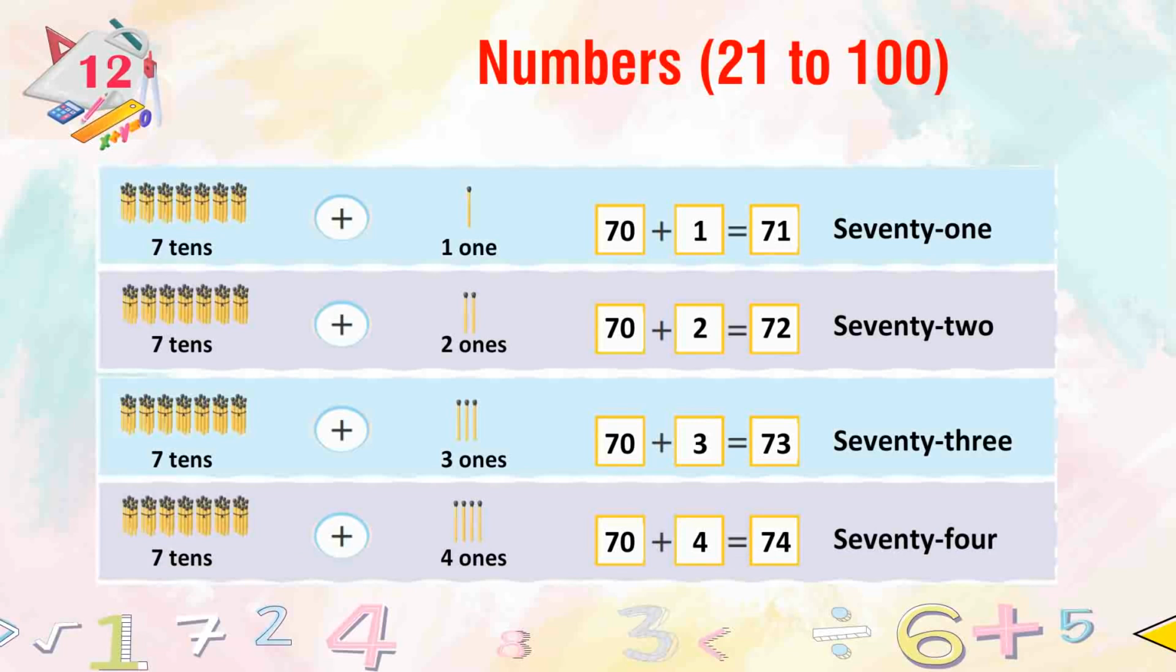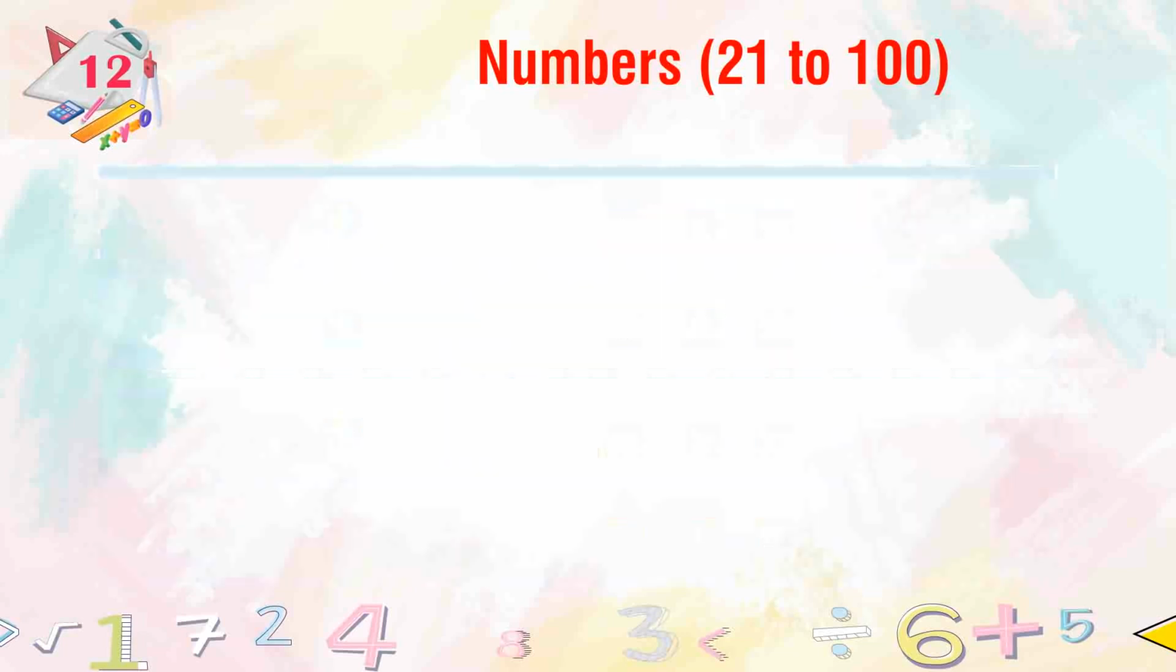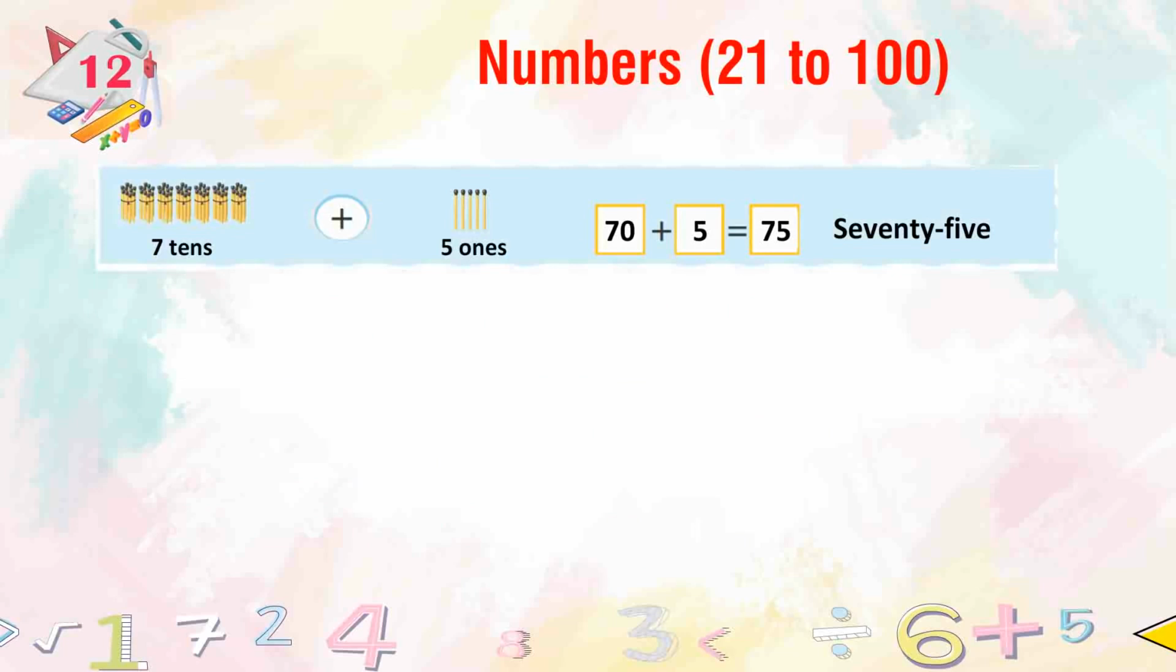Seven tens plus 4 ones, 70 plus 4 is equal to 74. Seven tens plus 5 ones, 70 plus 5 is equal to 75.